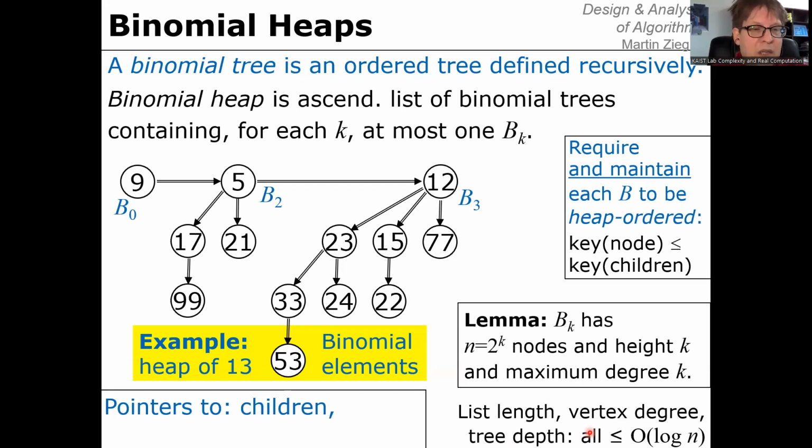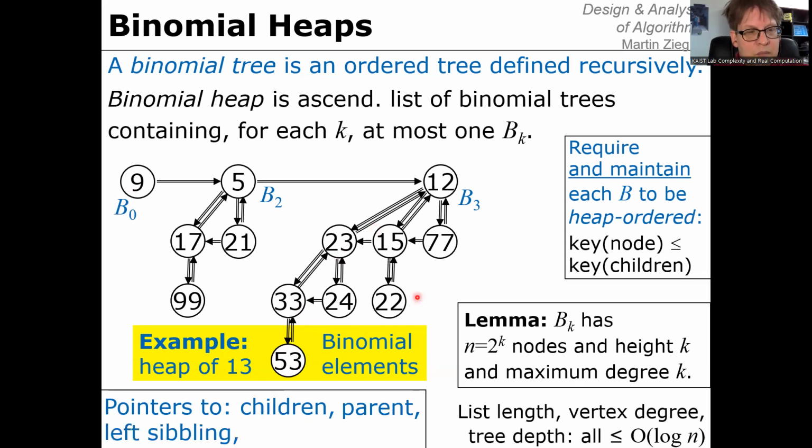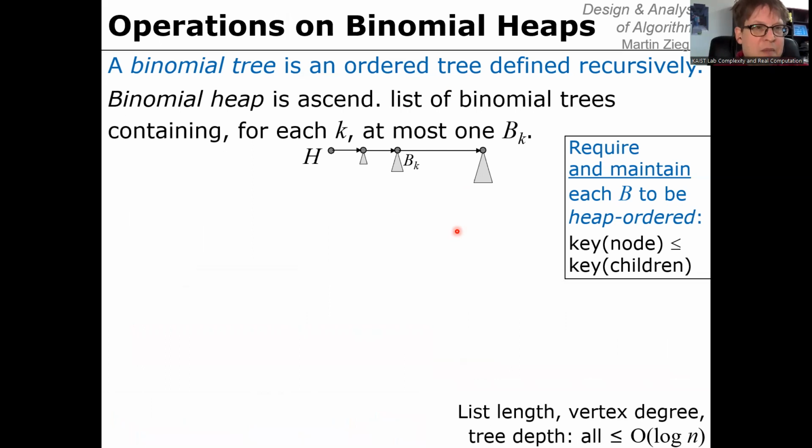So technically speaking, we'll have a linked data structure, and pointers go to the children on each binomial tree, back to the parent, and we have the pointers to the left sibling and to the next binomial tree in the binomial heap. So that's the data structure in detail. And now let's talk about operations on binomial heaps.